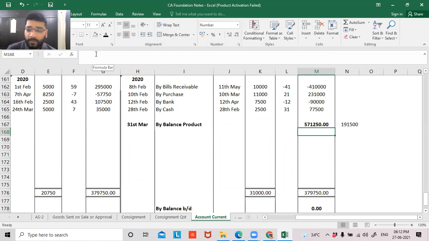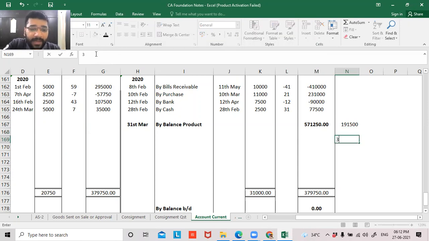What do we do, guys? Normally, if I want to balance, how do we balance? We take the debit side total, which is more, 3,79,750, minus this with minus of 1,91,500. Minus of minus will become plus, no? Can I say the balance of the product is 5,71,250? Please tell me. Yes, sir.